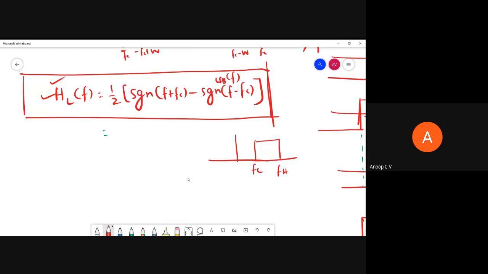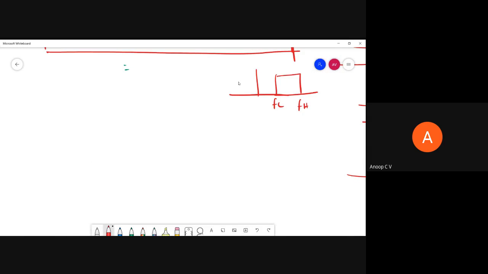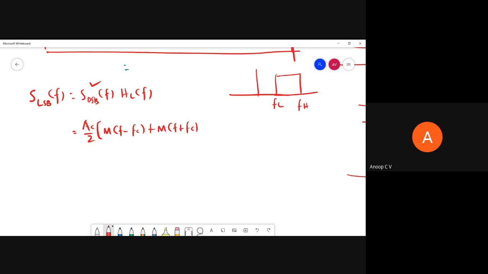Now what we have done so far, I'll just consolidate. We know SLSB of f is equal to SDSB of f times HL of f. This SDSB of f we knew already. That is equal to Ac by 2 times M of f minus fc plus M of f plus fc. But we didn't know what HL of f is. Just now we found what HL of f is.